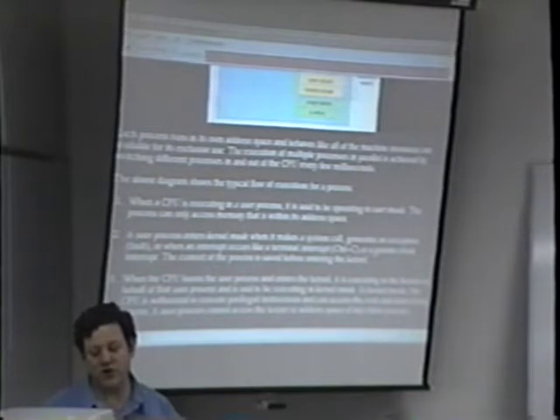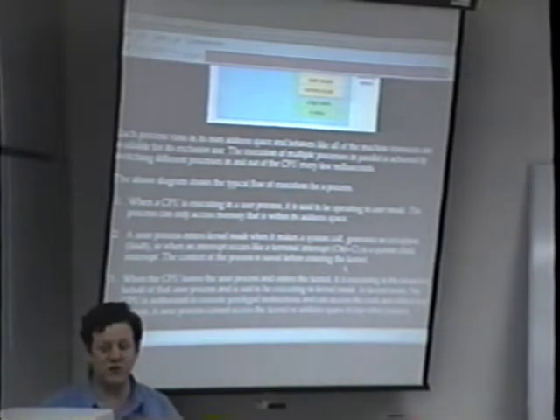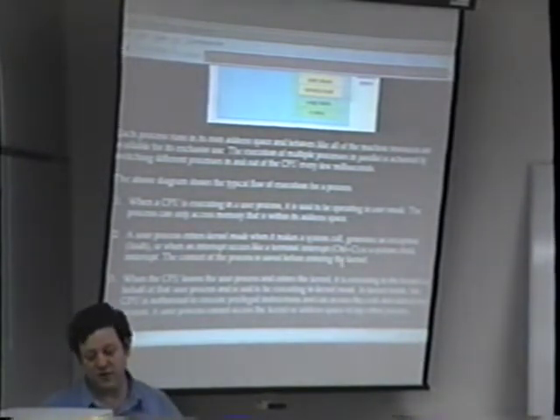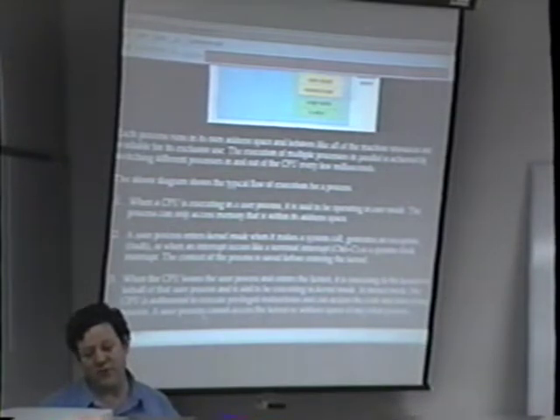So every time I go into kernel mode, the context of the process is saved before entering the kernel so that I know where to come back to when I'm done. And then when the CPU leaves the process and enters the kernel, it's executing in the kernel on behalf of the user. It's said to be in system mode or kernel mode. And SAR was tracking that information: how much time was spent in kernel mode? In kernel mode, by the way, the CPU is authorized to execute privileged instructions.